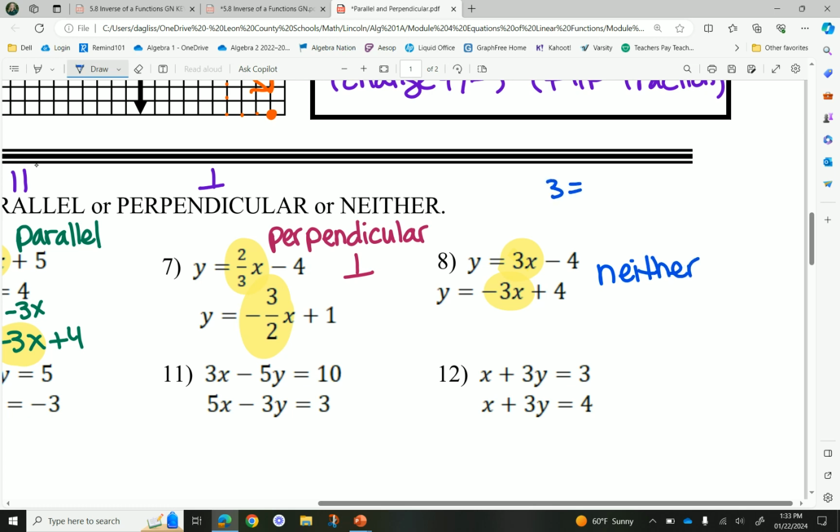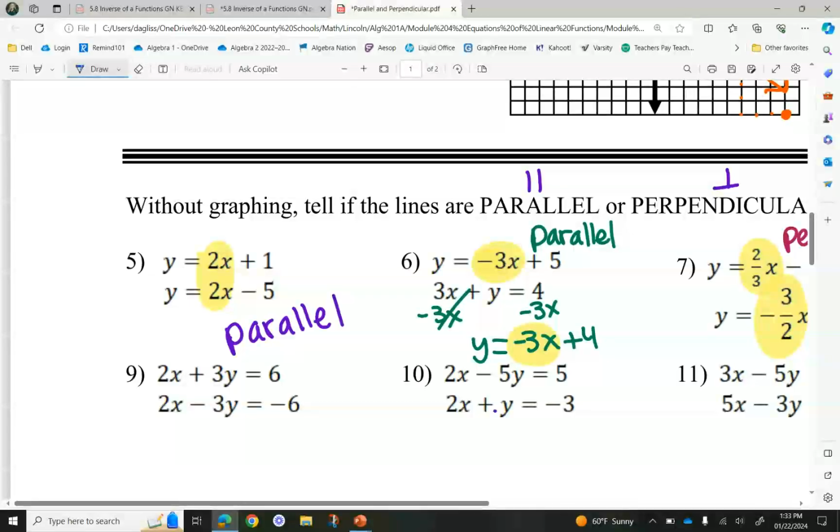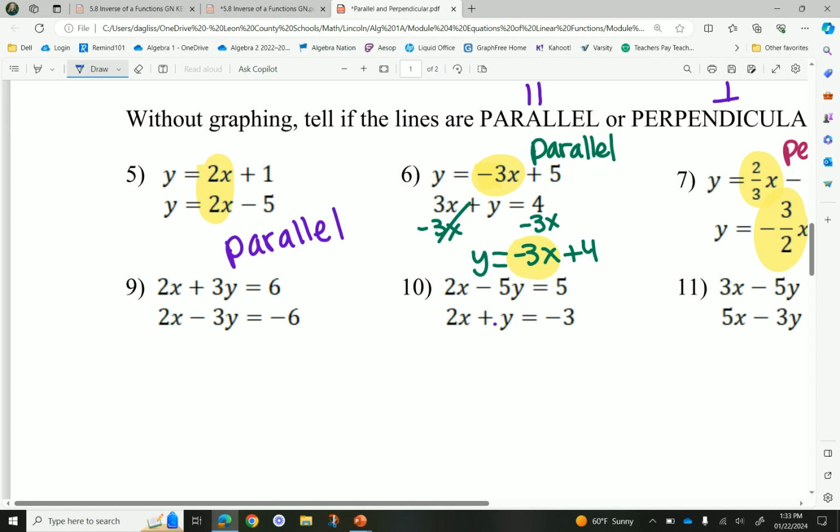Okay? If 3 would have changed into -1/3, that would have been perpendicular. Remember, 3 is 3 over 1. So if that change would have happened, that would have been perpendicular lines. But that did not happen, so this is neither. You have to have both. Hold on. Let me just finish this front page. Okay.